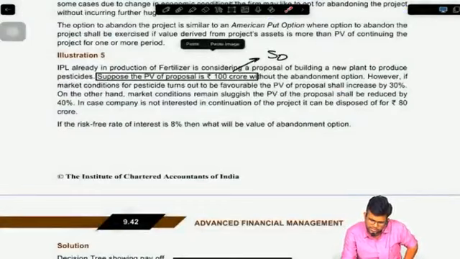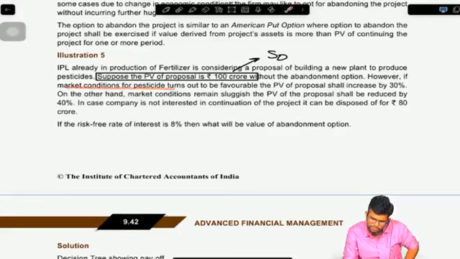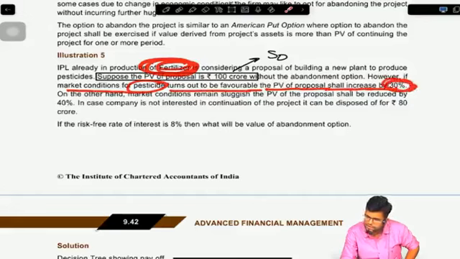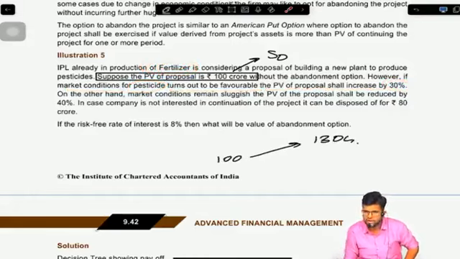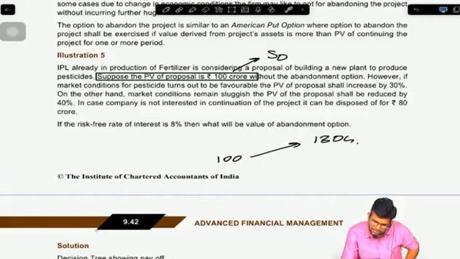So, next. If the market conditions for pesticide turn out to be favorable, then the PV of the proposal shall increase by 30%. That means 100 crore can become 130 crore. Everybody, are you all there? Or if the market remains sluggish, the PV shall reduce by 40%. This is 40 crores.